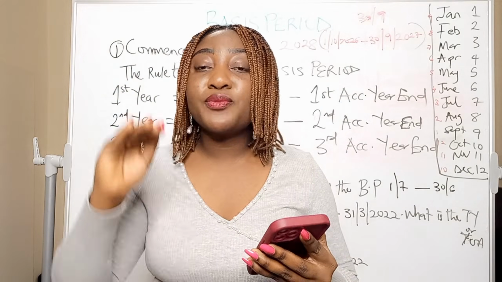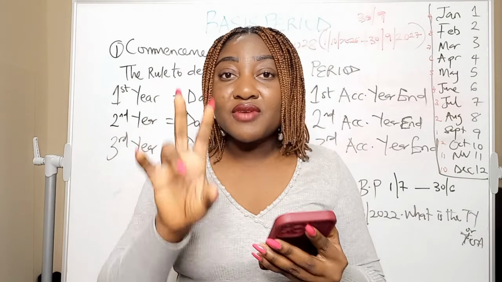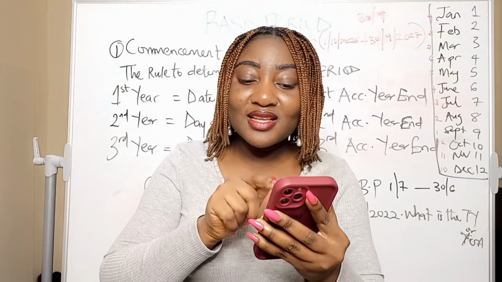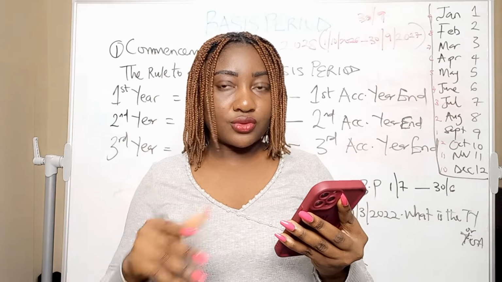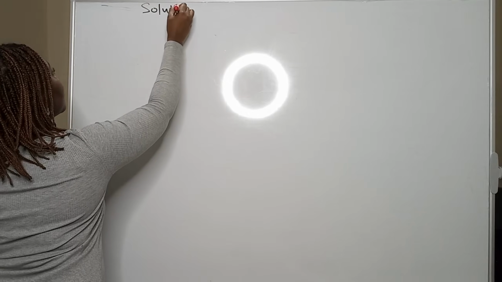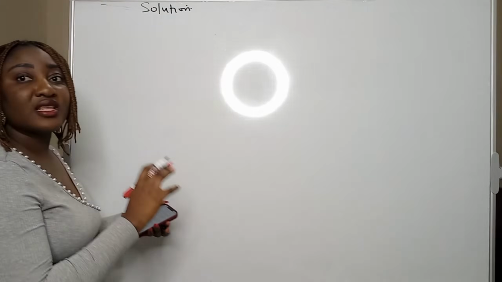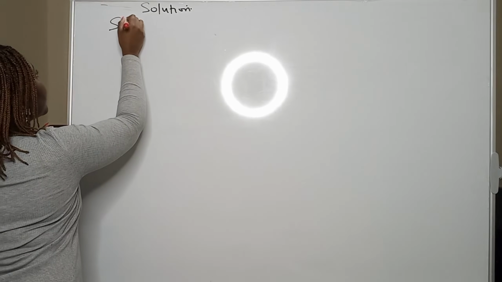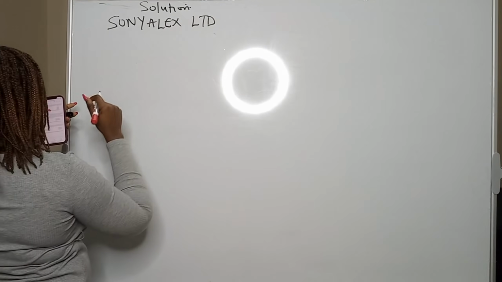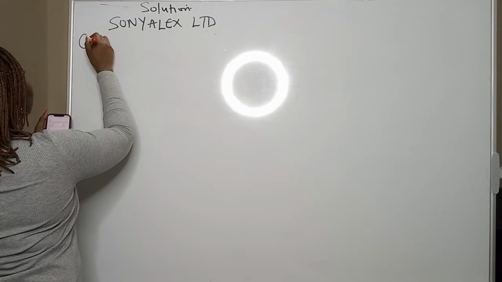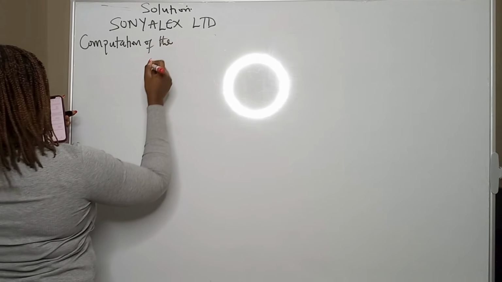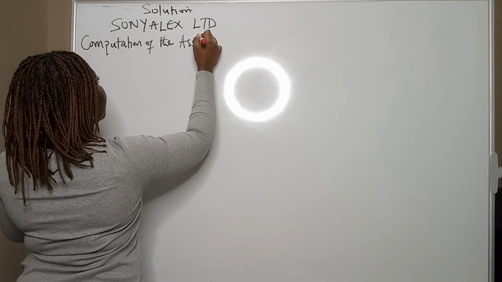All the relevant years of assessment. So beyond those first 3 years that are relevant to the rule of commencement, if there are any other relevant years stated in the examiner's question, you would also add them up. Okay, now let's solve. Solution. The first thing is to write the name of the company. Don't forget, Sony Alex Limited. And what did they ask for? They said compute, so just say computation of the assessable income.